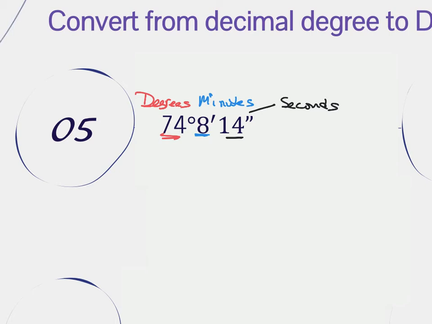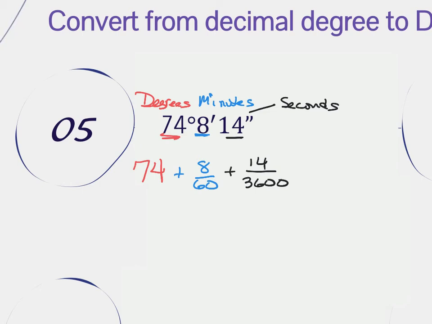So to convert this into a decimal degree, I leave the degree alone. I take the minutes and I'm going to divide them by 60. And then I take the seconds and I'm dividing those by 3,600. So just like time, there's 60 minutes in an hour and there's 3,600 seconds in an hour.